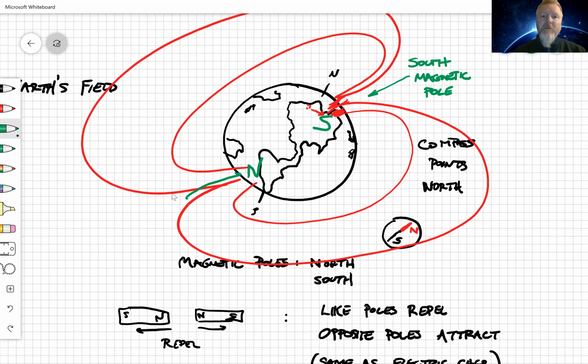It's really quite simple. The north pole of your compass is attracted to the north pole of Earth, where the south magnetic pole is up in the northern hemisphere, because north attracts south, and the south is down in the north, and the north is in the south. So it's obvious.